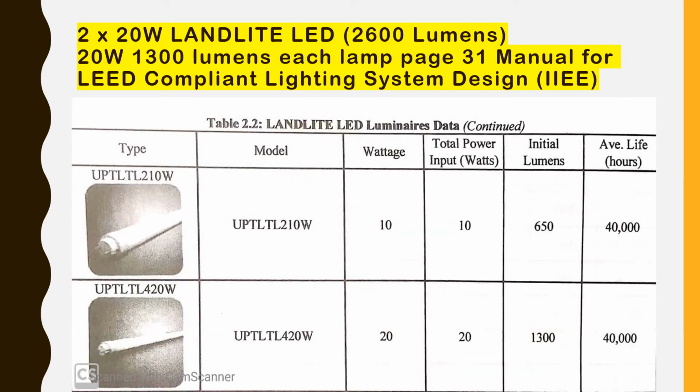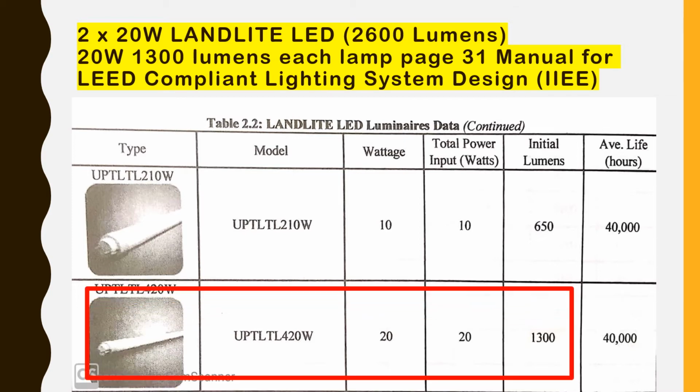This is the table. I selected Lanlight LED, this one. So this is the model UPTL TL for 20 watts. The wattage is 20 watts and the lumens is 1300. So two numbers of this lamp, total of 2600, and the average life is also mentioned there, 40,000 hours.